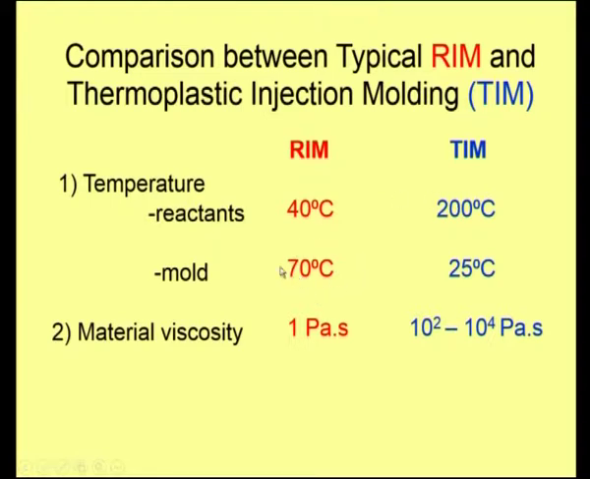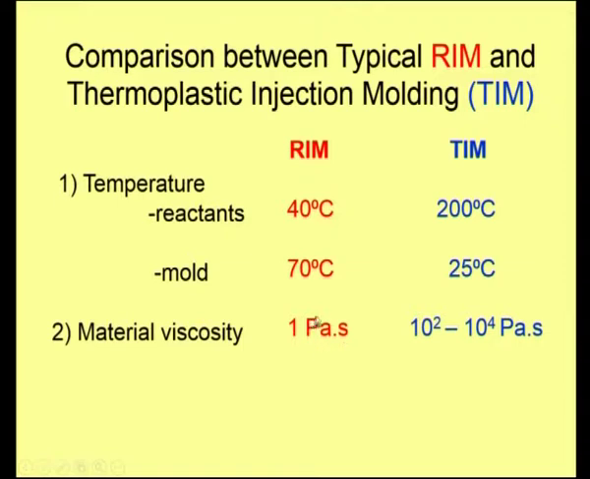And then the mold could mold, but here the mold has to be maintained at a relatively higher temperature, that is 70 degree Celsius, whereas in thermoplastic it is 25 degree Celsius, because here it has to be allowed to solidify. The cycle time for thermoplastic injection molding is less, so the cooling time available would be less, therefore it has to cool fast. Therefore, the temperature would be maintained at a very low value.